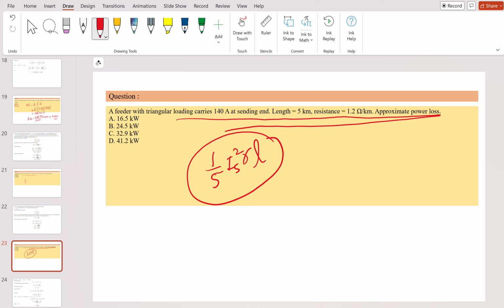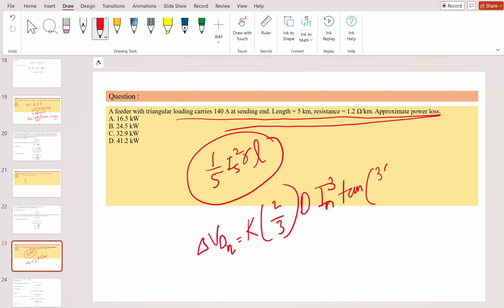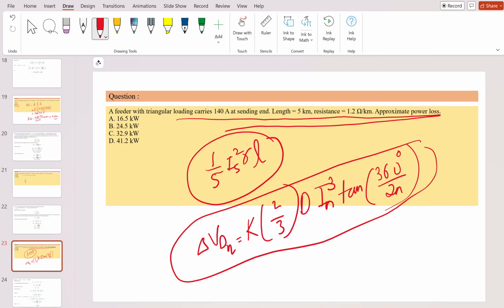But there is also a simple formula in angle terms. For the power loss, delta V n is equal to K times 2 by 3 multiplied by D multiplied by I n cube tan 360 degree by 2n. I'm not going into it. I'm just giving a glimpse that there is a formula which is angle based.